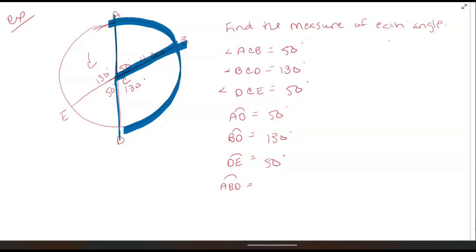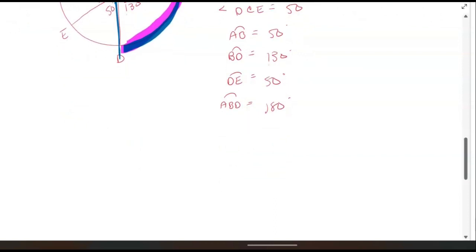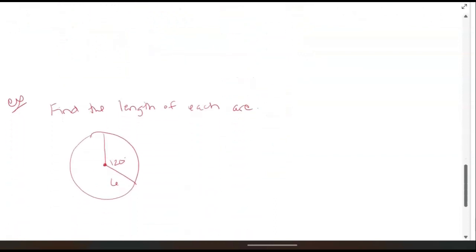And then I tricked you a little bit. What about arc ABD, that whole arc? Now you're going to have to add those arcs together, right? To be 180. Okay, so there's a lot of questions like that where you're just identifying minor and major arcs, and then finding the measure of central angles and finding the measure of their intercepted arcs. So that should be pretty easy.